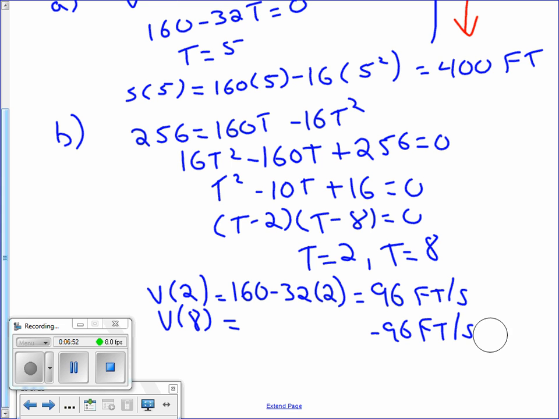So it's moving at 96 feet per second in the positive direction, that's our upward direction, at 2 seconds. And moving downward at 96 feet per second, for a negative velocity, at 8 seconds. And in both of those times, it's 256 feet above the ground. What's my speed? 96. It's the absolute value of that velocity. So speed at either time is 96 feet per second.